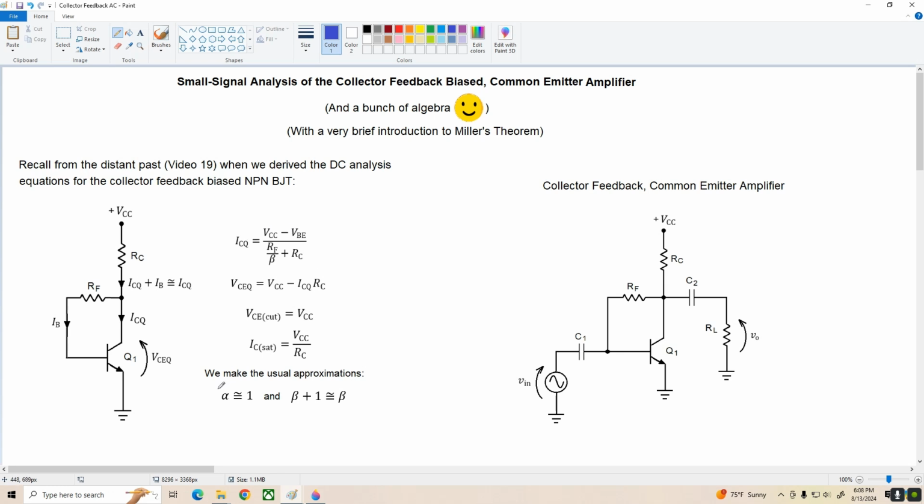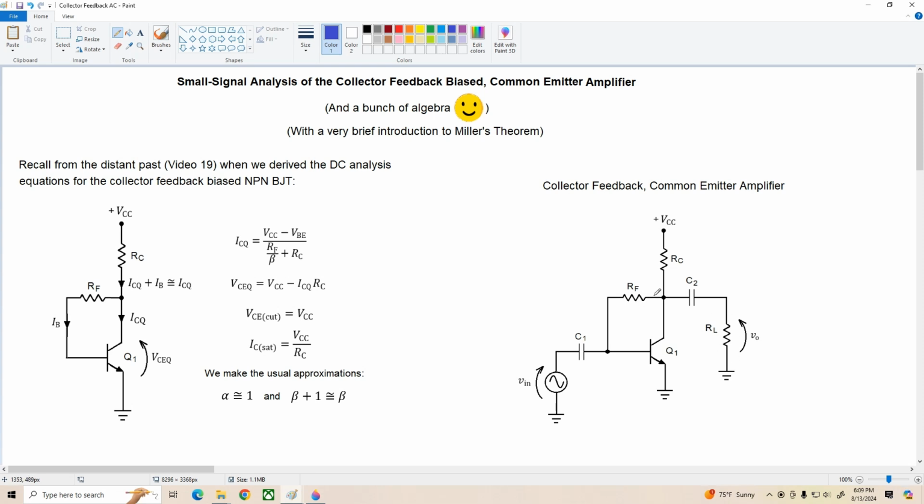We're going to make the usual transistor approximations today. That is, alpha is approximately equal to 1 and beta plus 1 is approximately equal to beta. The circuit we're going to be working with is shown over here. We have the input signal capacitively coupled to the base and the load capacitively coupled to the collector.